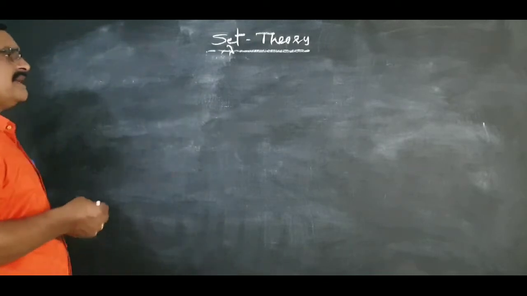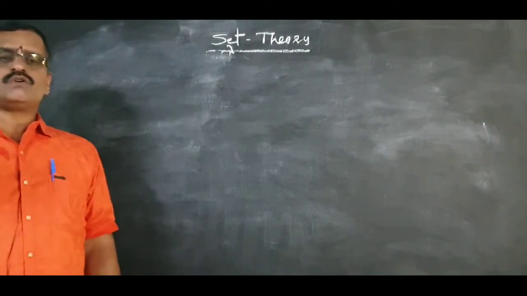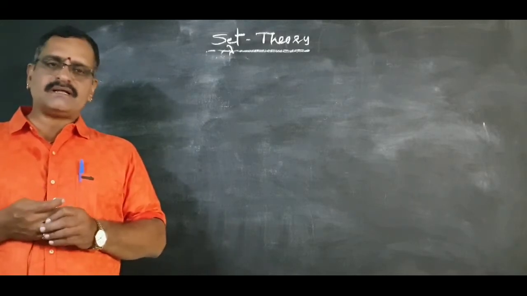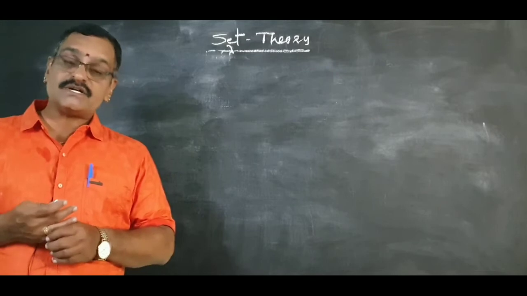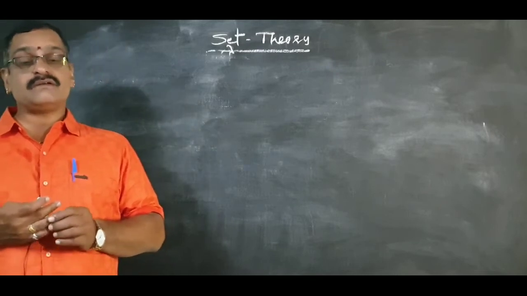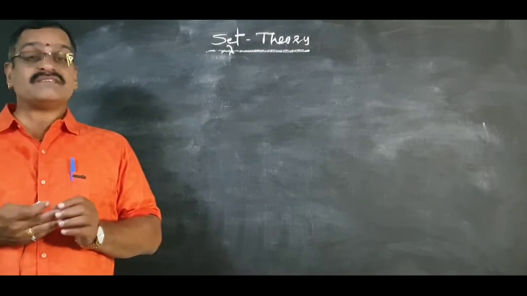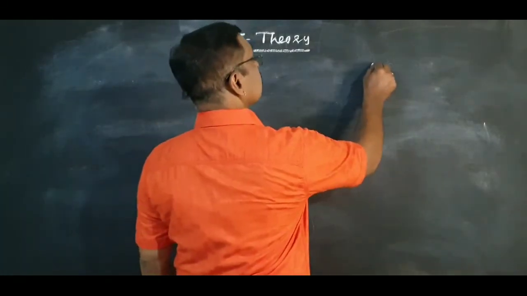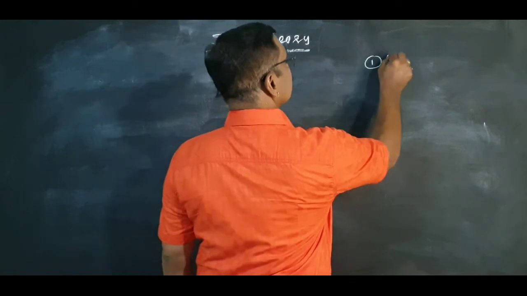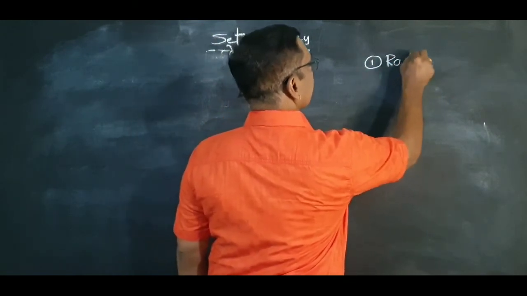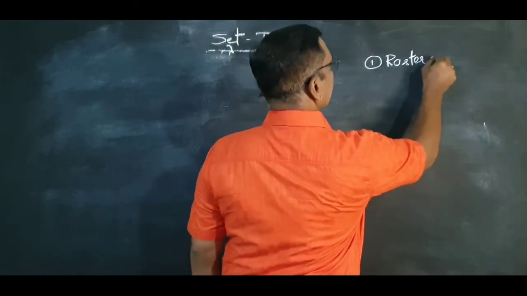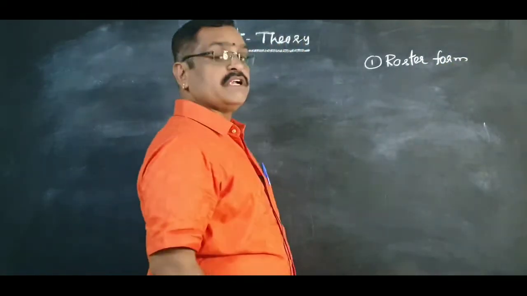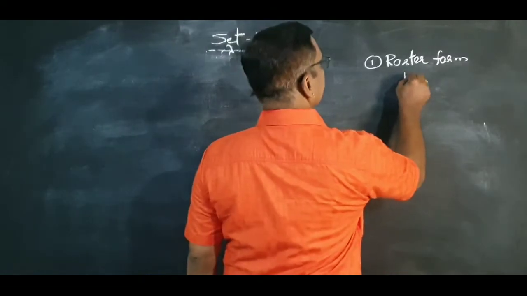Now, there are three methods to represent a set. Again, I repeat, there are three methods to represent a set. So we can represent a set in three ways. What are they? Number one, roster form. Roster form is also called tabular form.